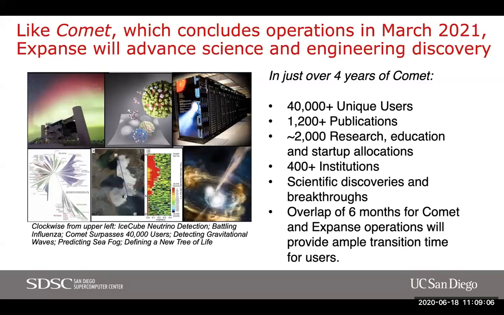Like Comet, which is going to be retired in March of next year, Expanse is essentially going to look at a broad-based approach to a huge number of scientific domains. If you just look at Comet, we've had 40,000 plus unique users, over 1,000 publications, 2,000 plus research, education, and startup allocations, over 400 institutions, and lots of discoveries and breakthroughs enabled by Comet. And in terms of operations, there's going to be a 6-month overlap between Comet and Expanse, so it should provide ample transition time for users who are already on Comet.